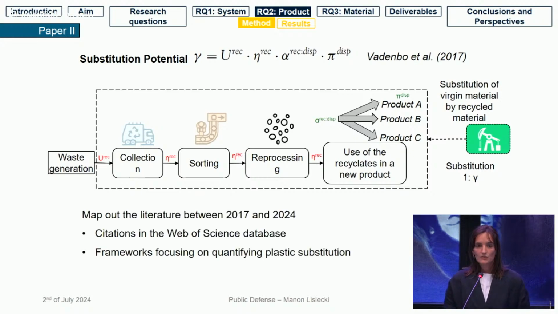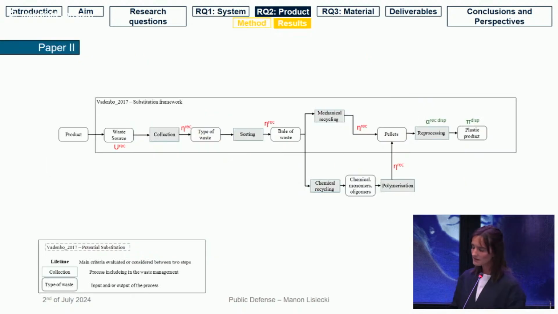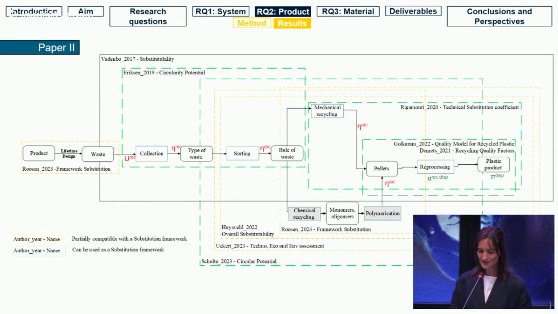So before creating a new framework, we decided to dive into the literature review and to investigate if some authors were already trying to improve the quantification of plastic substitution. It resulted in 8 articles that we will try to compare to the initial one based on this schema, and we will try to juxtapose them. It gives a complicated figure, but I want to highlight a few points here.